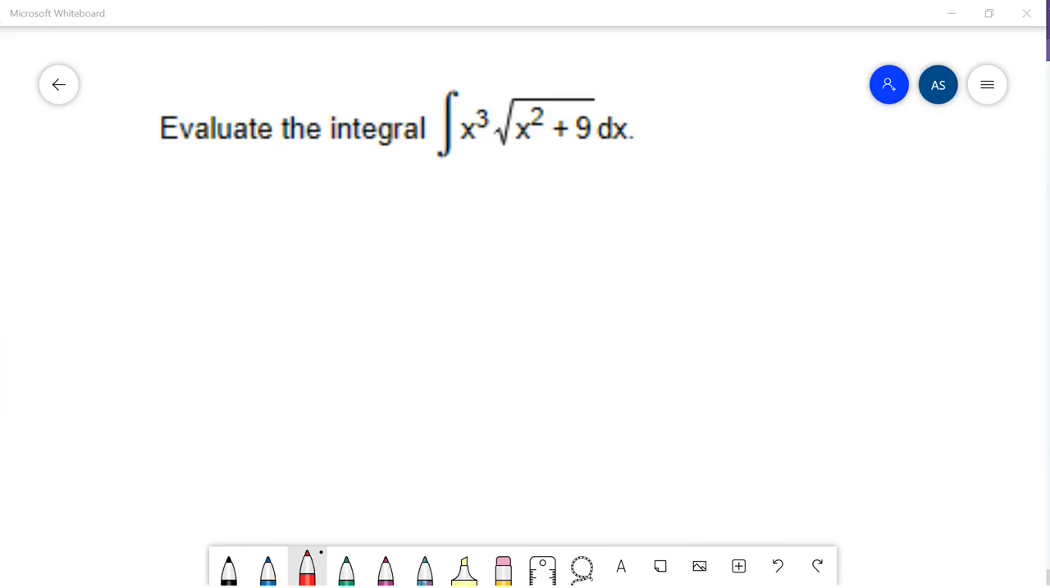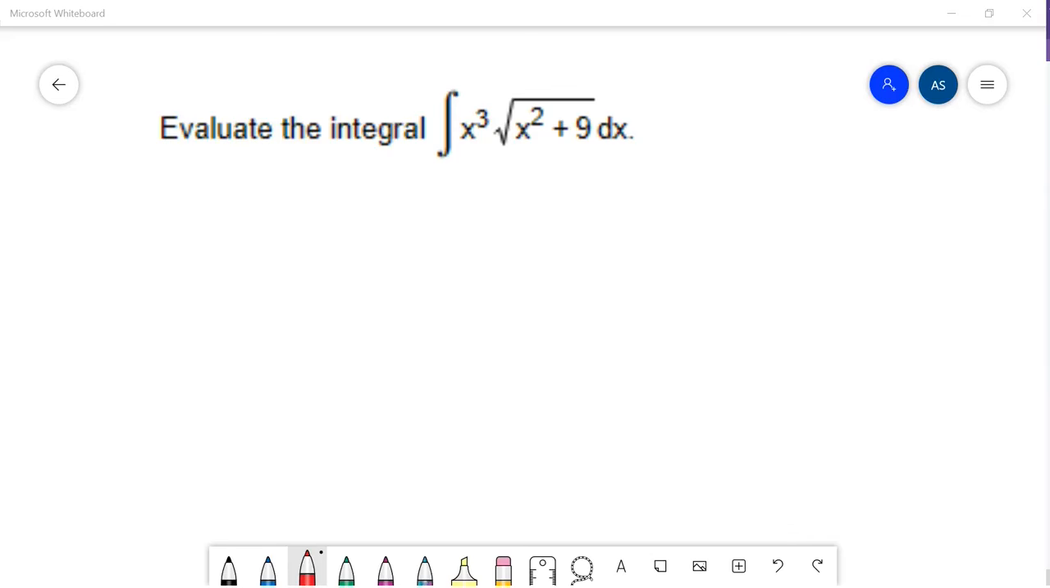Hello, this is Professor Sartor, and I wanted to take a look at this question that got emailed to me this week. The question states, evaluate the integral, and we have the integral of x cubed square root of x squared plus 9 dx.